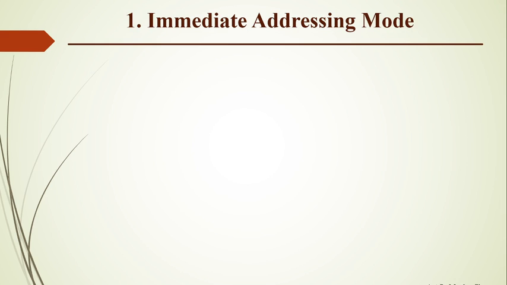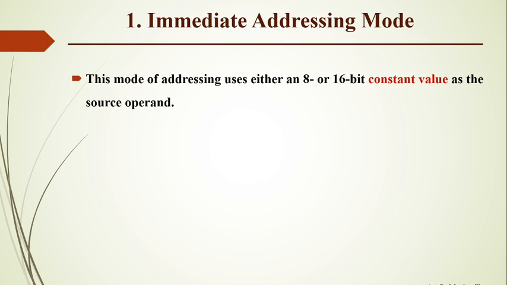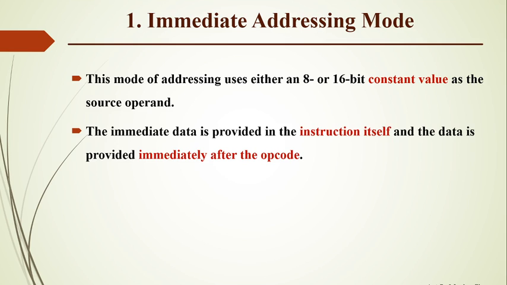First is immediate addressing mode. This mode of addressing uses either an 8 or a 16-bit constant value as the source operand, and the immediate data is provided in the instruction itself, immediately after the opcode. So whatever data or value that we want to move or use in an operation is available within the instruction, following the opcode.